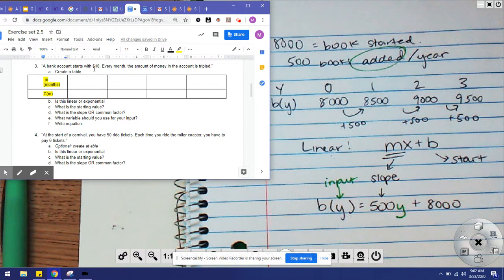It says a bank account starts with $10, and each month the amount is tripled. Well, I know that triple means times 3. So after 1 month, now I have $30. And 30 times 3 would be 90. This one would be exponential.